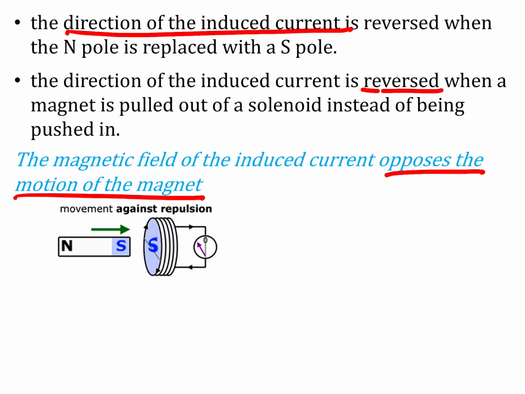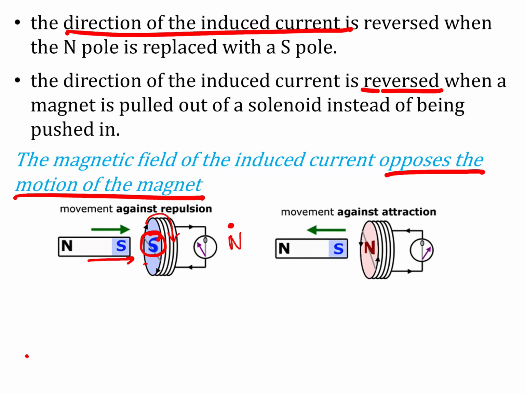If I push a south pole into my coil, the coil creates a south pole because it doesn't want to have that south pole there. It's trying to reject the south pole, trying to repel it. So if I know where the south pole is, then I can find the current by using the right-hand rule. If I have my thumb pointing to my north pole over here, then the current goes this way around.